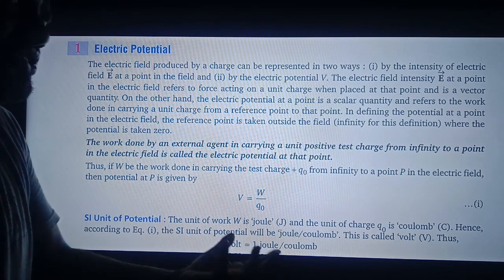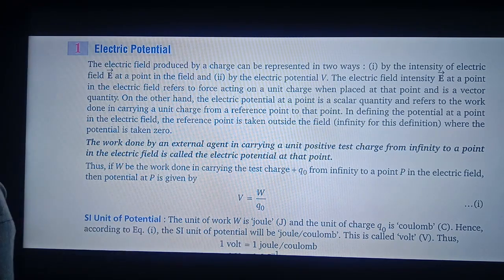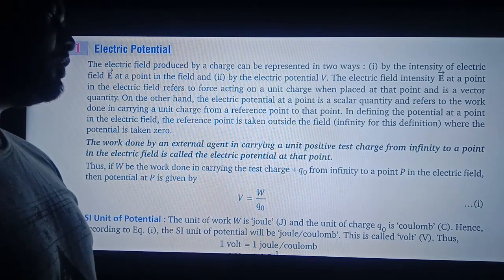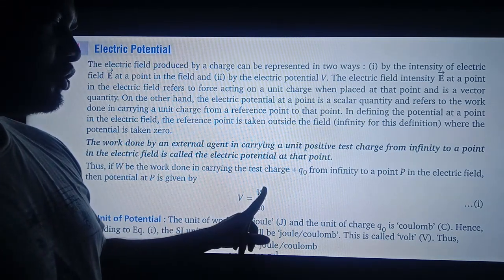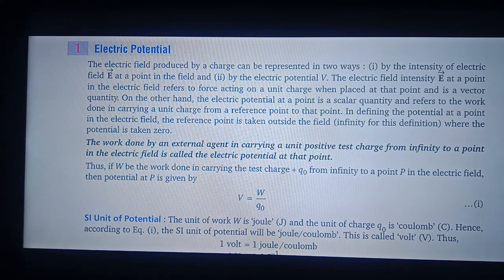So in simple or general way, you may say electric potential is the amount of work done in bringing a unit positive test charge in the electric field of another charge. What is the unit of electric potential? That could be said joule per coulomb or volt.